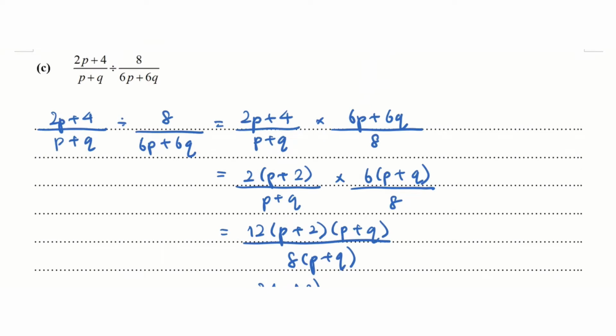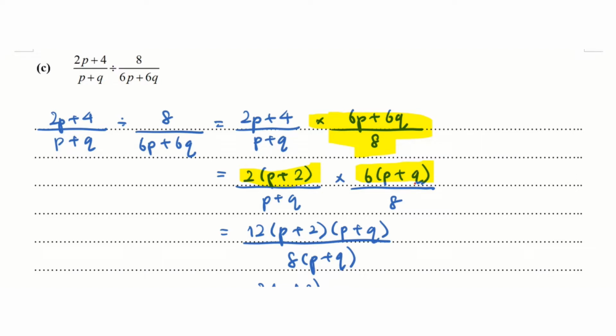Now in part C, we are also given two fractions that are dividing by each other. So we will first flip the fraction on the right to arrive at multiplying 6p plus 6q over 8 on the right side. Before we go into multiplying the numerators and the denominators, we will want to actually factorize the numerators first, because we observe that in the numerators, they can both be factorized. So the first one, 2p plus 4, when we factorize, we take out the 2 and we bracket p plus 2. For 6p plus 6q, we also take out the 6, which is then multiplied by p plus q.